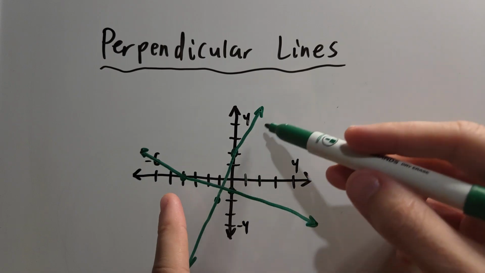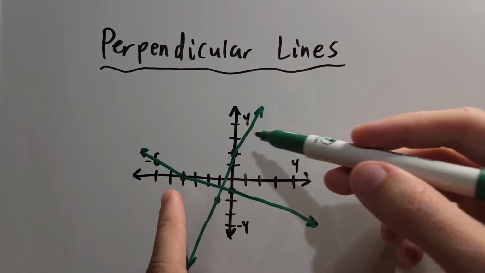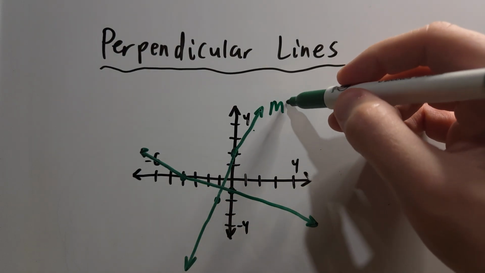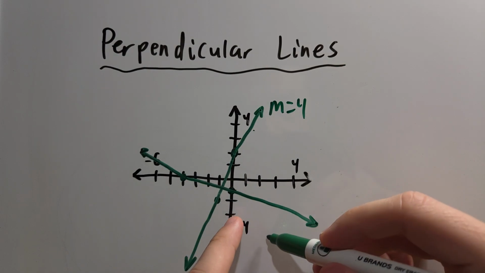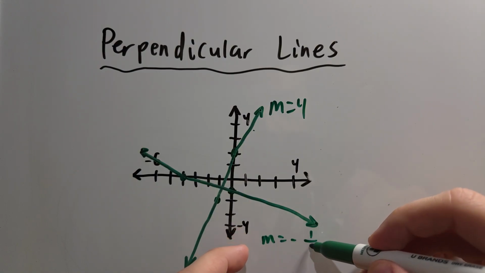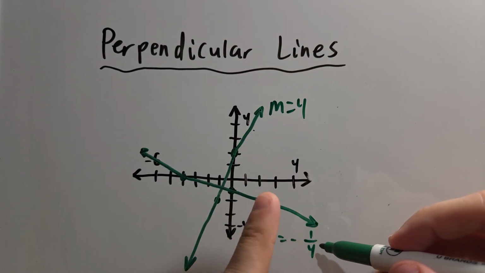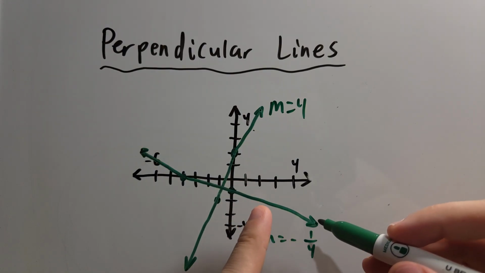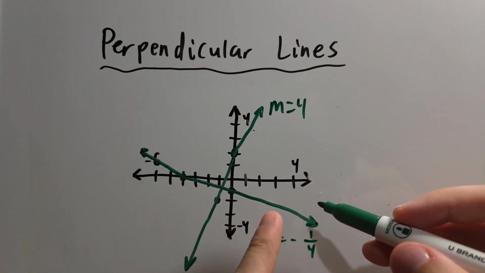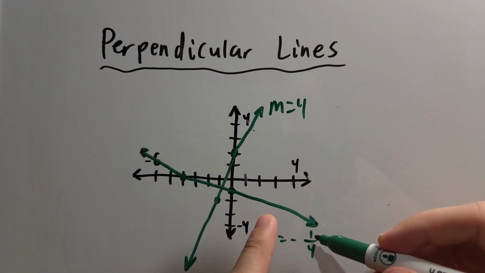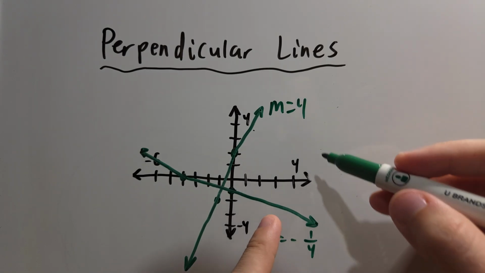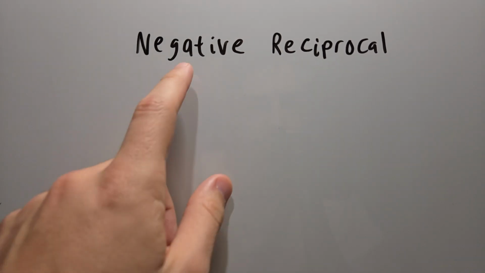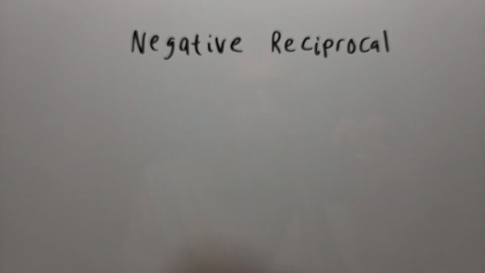Here I have plotted two different lines, one that goes up and one that goes down. The slope of this line is 4. The slope of this line is -1/4. And that's the key to understanding perpendicular lines when you graph them. The product of two numbers is -1 if one number is the negative reciprocal of the other. And that's the key to understanding perpendicular lines when we graph them, is understanding what a negative reciprocal is.